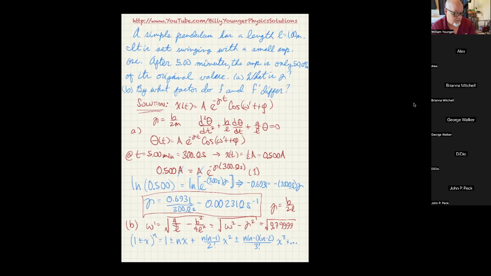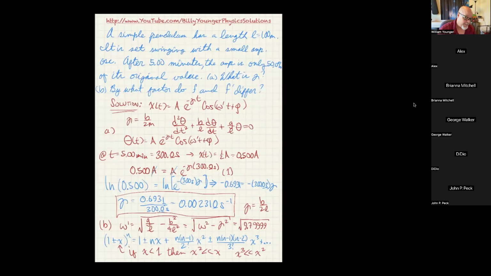So you see, if in fact this x right here is less than 1, then x squared is way, way smaller than x, and x cubed is way, way smaller than x squared. So you can justify erasing some terms. So that's what we do when we get things like that. But in order for me to do that, I need to transform that omega prime into a 1 plus x to the n power. So now I'm going to do that. Let me show you how.